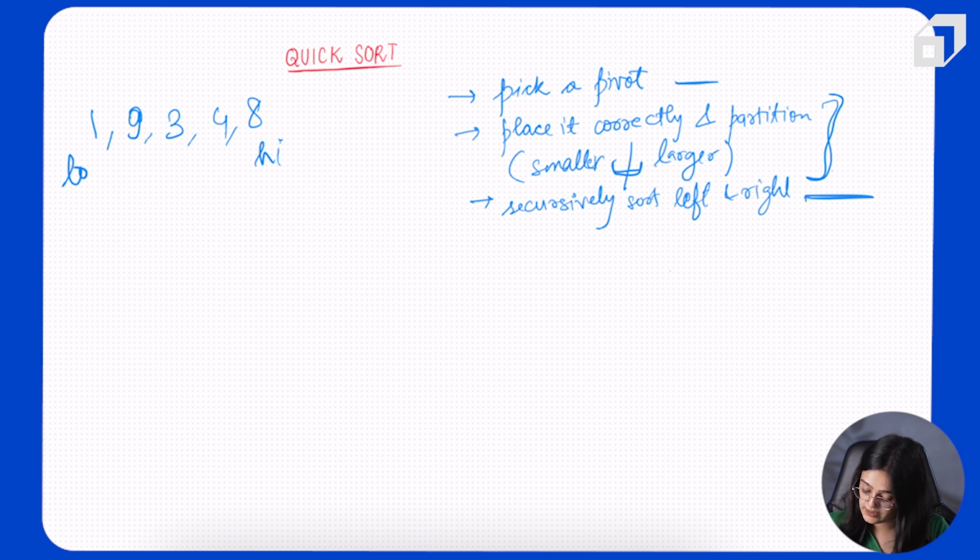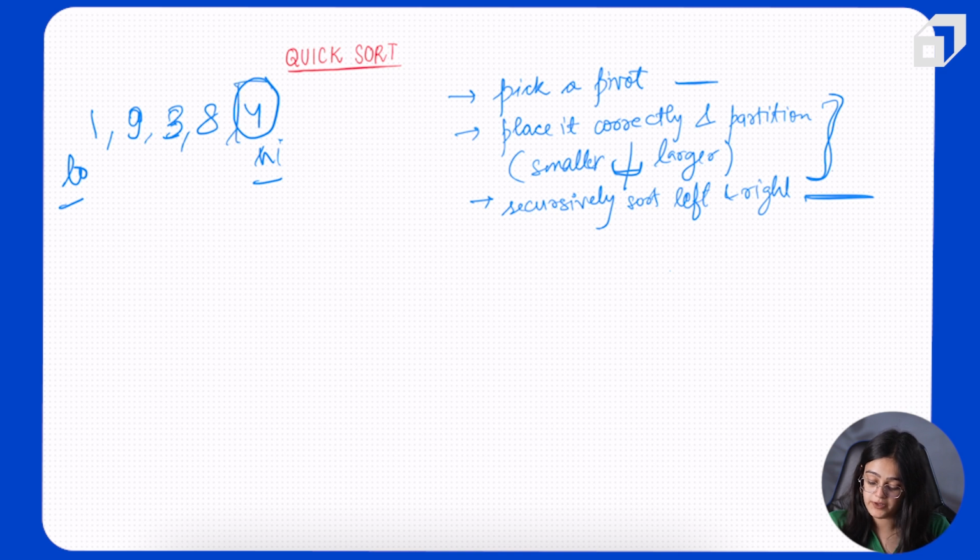Or let's take the previous array only, the one that we were considering. And here it was 1, 9, 3, 8, and 4. So here the pivot is 4. This is low, this is high. And now we have to find the correct position of the pivot and then partition it correctly.